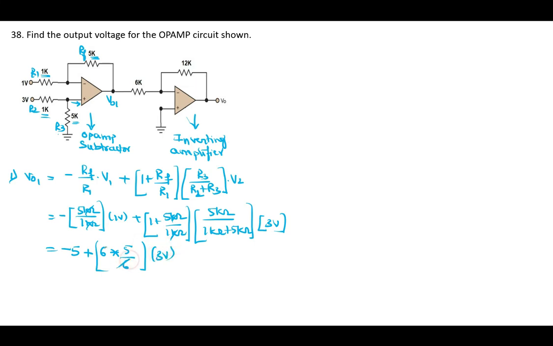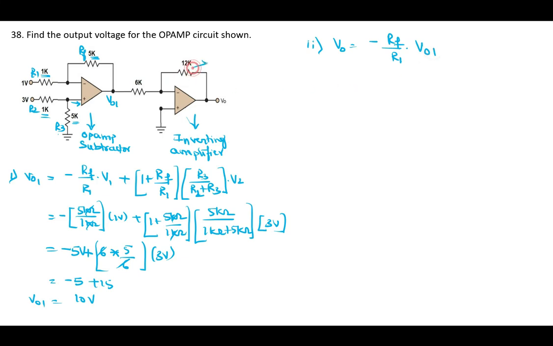The 6 cancels. I'll get minus 5 plus 15. Minus 5 volt plus 15 volt. That is how much? 10 volt. VO1 is 10 volt. Now the second one is an inverting amplifier, whose output is minus RF by R1 into VO1.